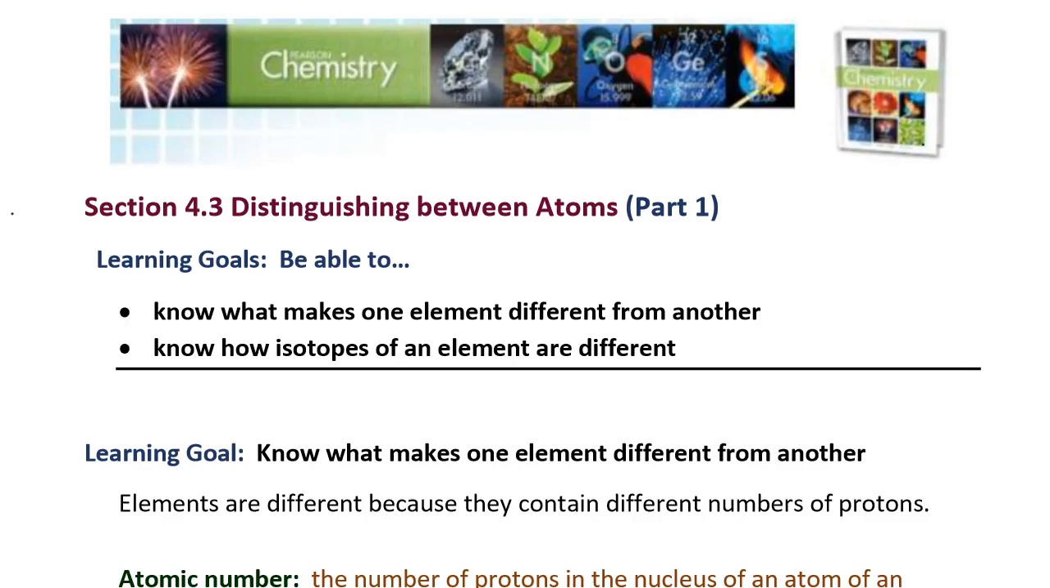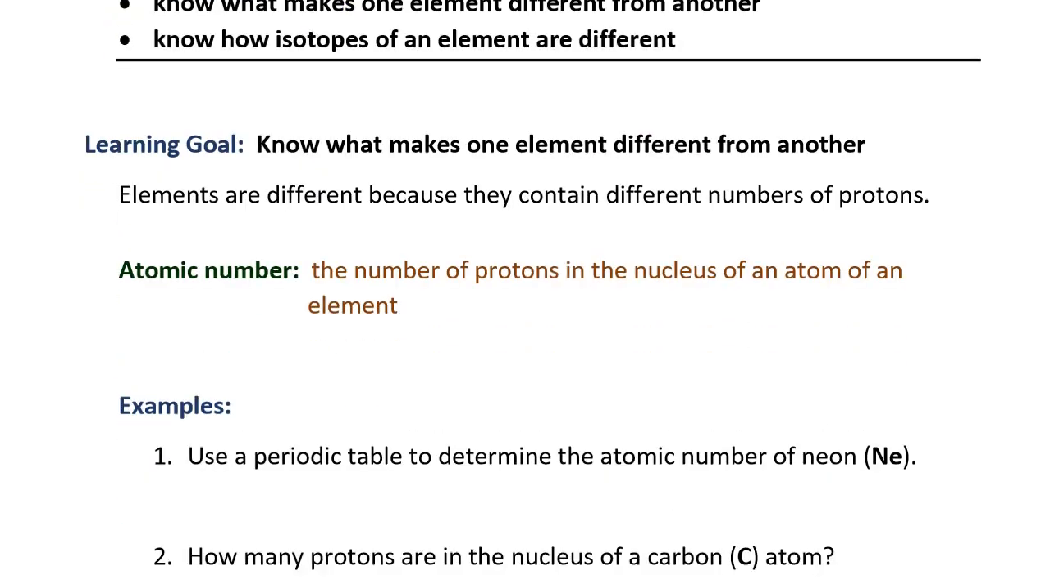This video is for section 4.3, Distinguishing Between Atoms. It's part one of two videos. The learning goals are to be able to know what makes one element different from another and know how isotopes of an element are different. Let's take some notes on that first learning goal.